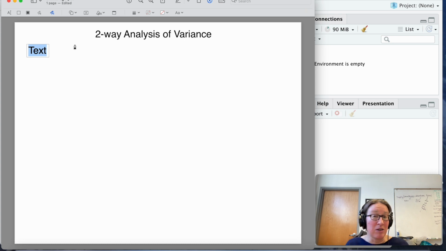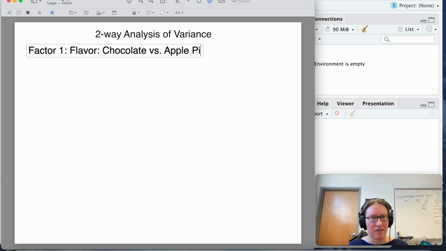So there's multiple things that can make an ice cream experience more or less delicious, and one of those is potentially the flavor of the ice cream. So this is my first factor. And for the sake of this quick example, I'm just going to pick two flavors, and you'll see why in a little while. So the two flavors I'm going to look at are chocolate and apple pie. Okay? So, that's one factor that can influence how delicious some ice cream might be.